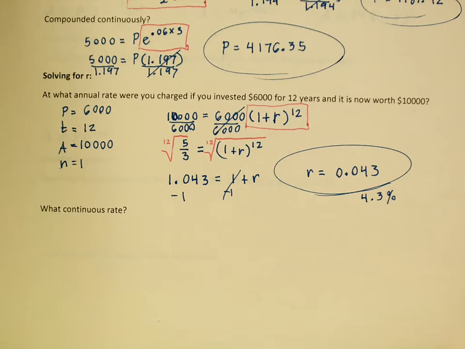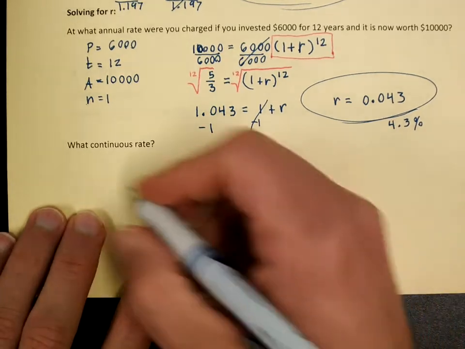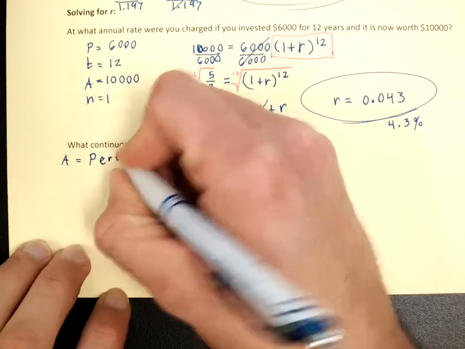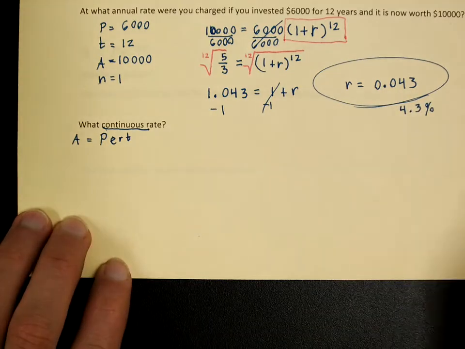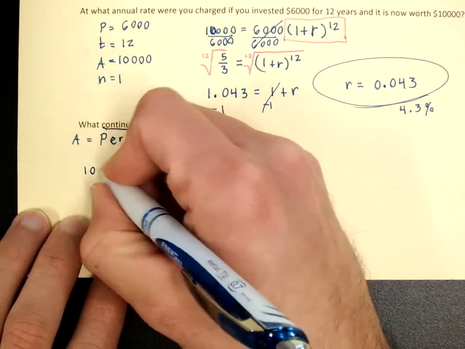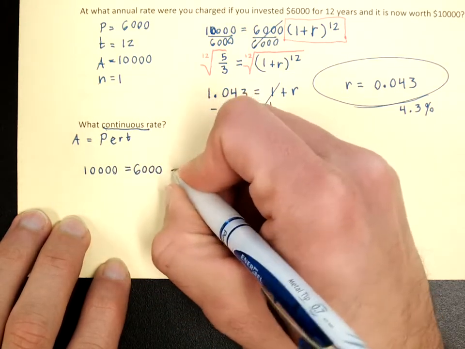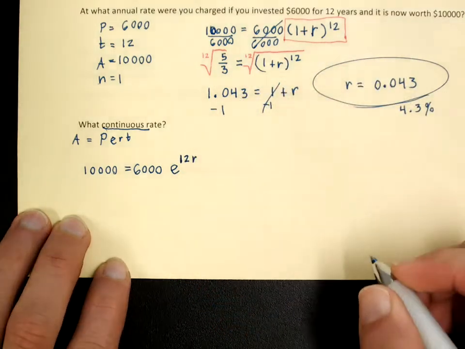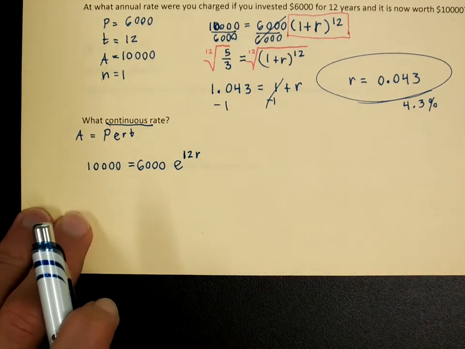Okay. On this one, they're asking you the same thing, but it says, what continuous rate? That's kind of a weird question, but I guess we're still looking for R. Same idea, we're going to use A equals P E to the RT. Remember, continuous rate means you're going to use that formula. So we have 10,000 equals 6,000 E to the power of RT, which is 12 times R. Same idea as before, we're going to try to isolate this first.